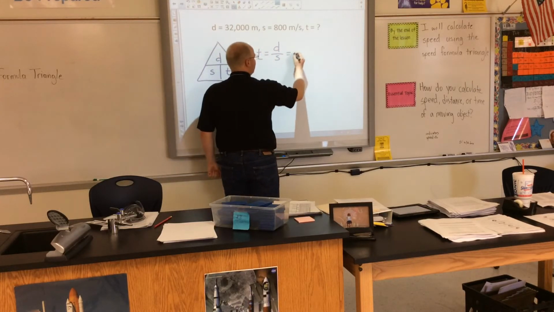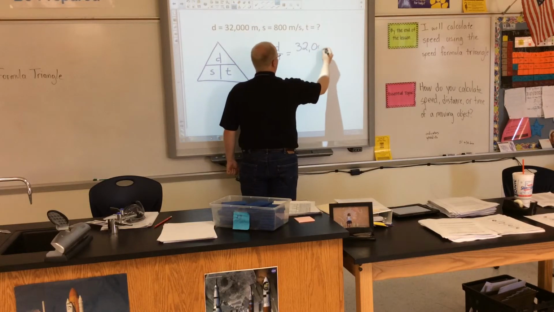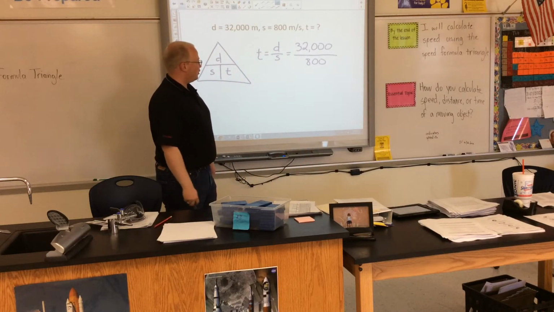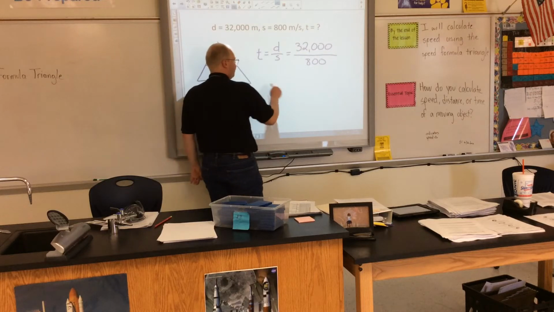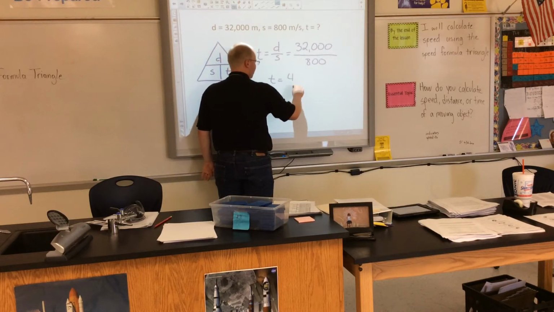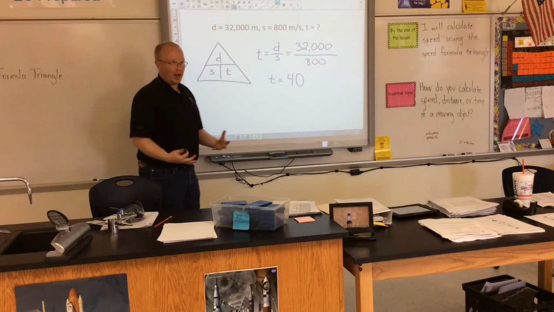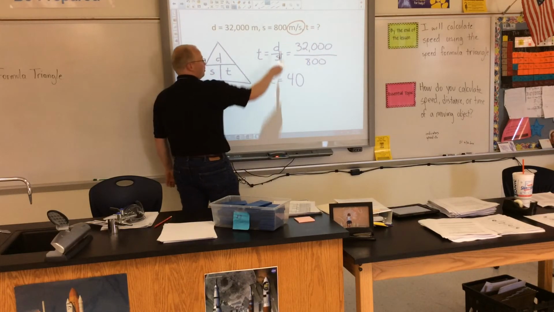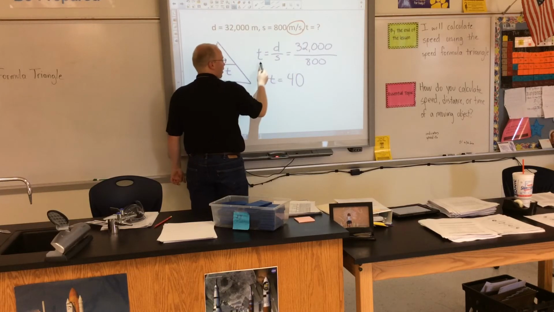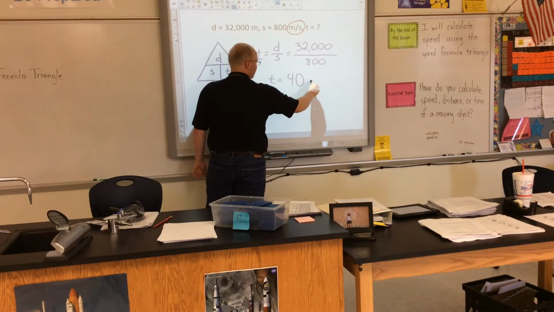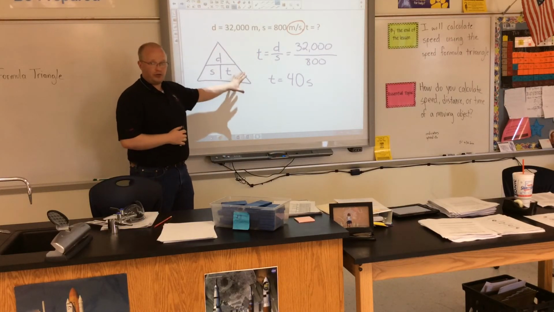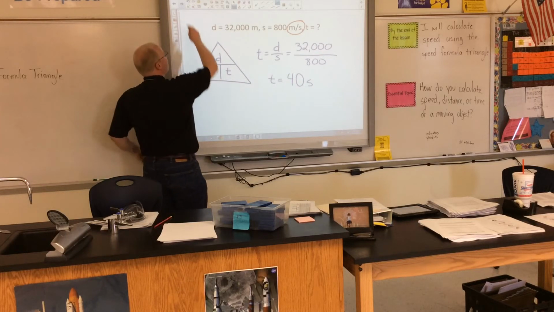Plug in what you have. 32,000 divided by 800. When you do the math on that one, 32,000 divided by 800 is 40. So your time equals 40. But it's 40 what? Go to your speed as meters per second. Meters is a distance, seconds is a time. I'm looking for time, so my unit will be seconds. Okay, so that should help you get through the first 10 really easily on your homework.